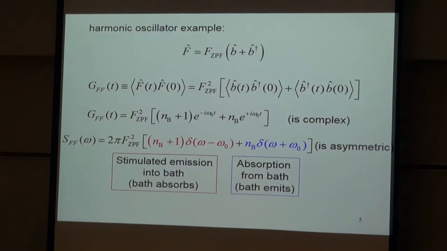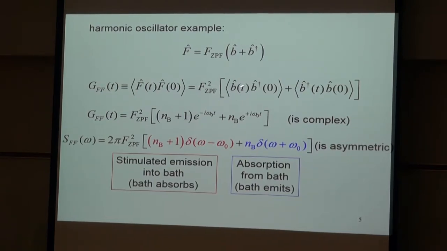So here's a really simple example, the only one I ever understand, the harmonic oscillator. The noise operator might be like the position of an oscillator that's in the bath. There might be many such oscillators, but let's just focus on one. And if I calculate the autocorrelation function, I will get two terms, one of which corresponds to B dagger B, and the other to B B dagger.